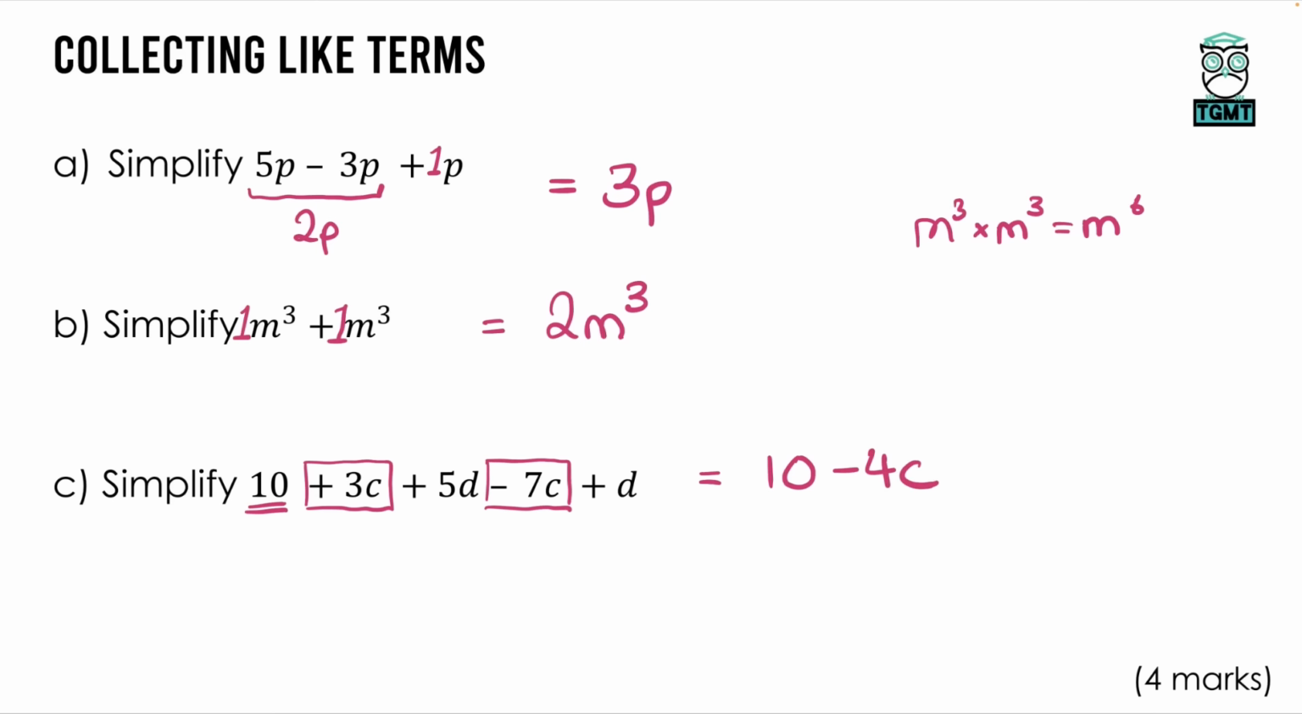If you're not 100% confident with negatives, just use your calculator. We are practicing for using a calculator with this video, so we're going to use this at every opportunity. For the D there, we have 5D and we have 1D, again writing that 1 in. Both a positive, so that's a nice one. We have 5 plus 1, which is plus 6D. And there we go, there's our final answer, 10 take away 4C and plus 6D.